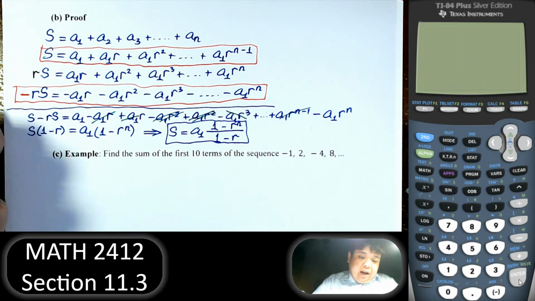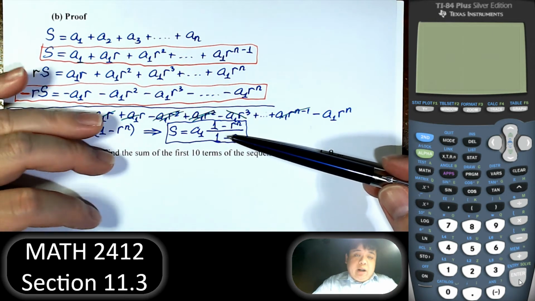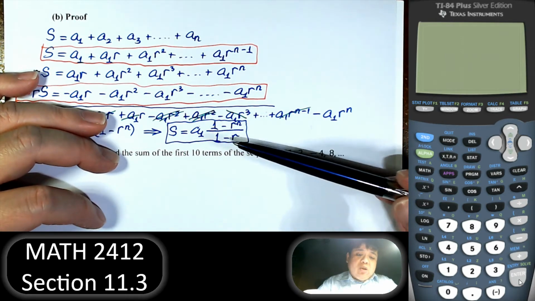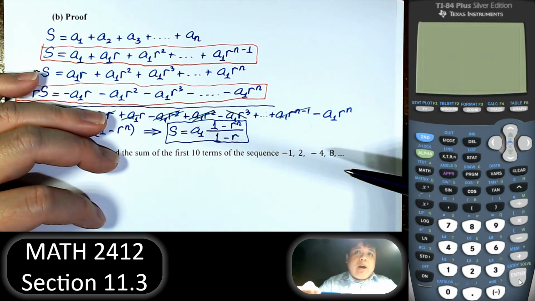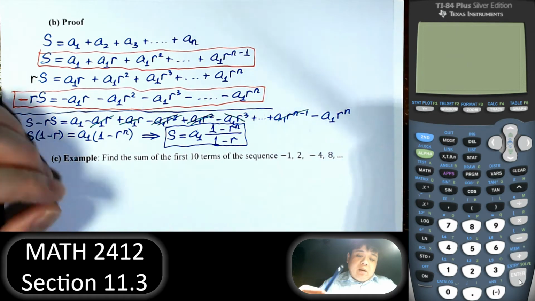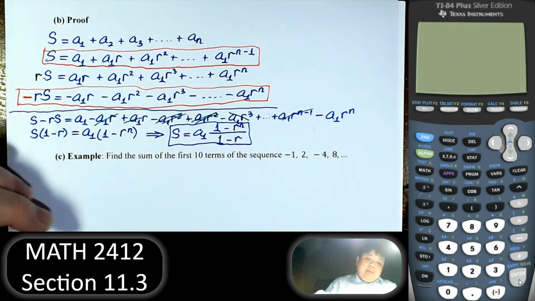Next, I usually prefer to write this one. Of course, you can write r to the n minus 1 and the r minus 1 at the bottom, which is fine, but I'll stick to that. Now, find the sum of the first 10 terms.